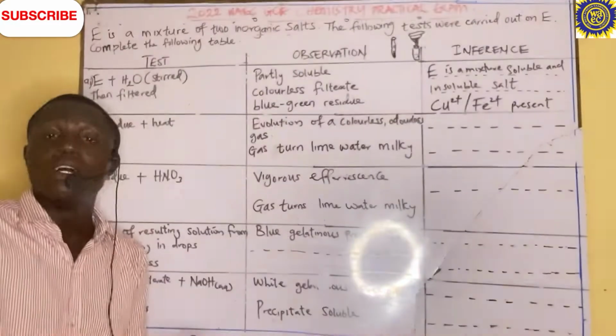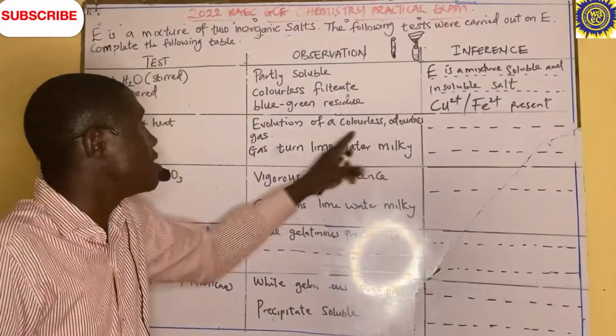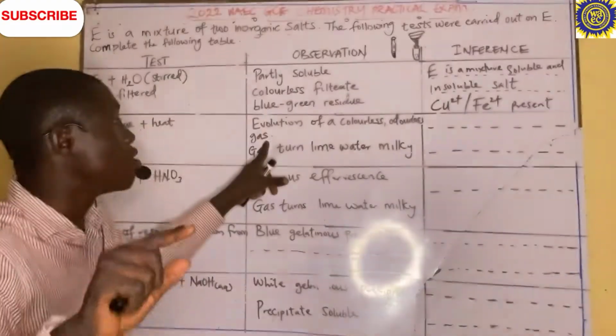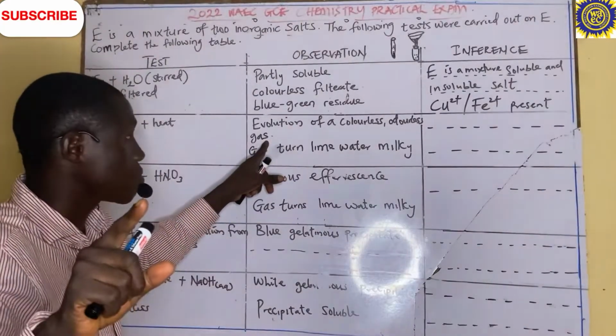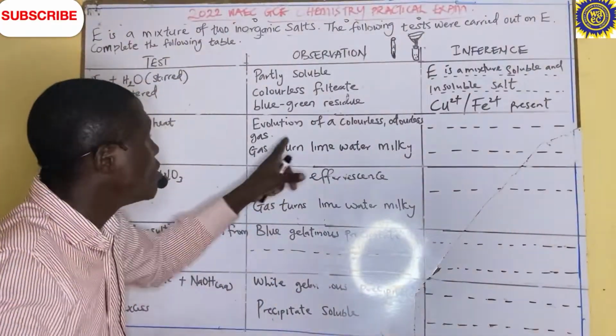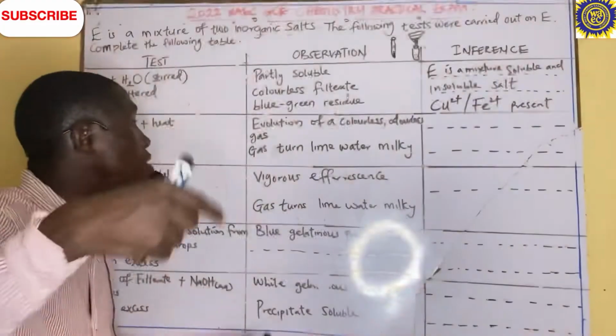The residue was collected with a boiling tube in the laboratory, and that residue was heated with a Bunsen burner. We are told that evolution of a colorless, odorless gas occurs, and that gas turns lime water milky.